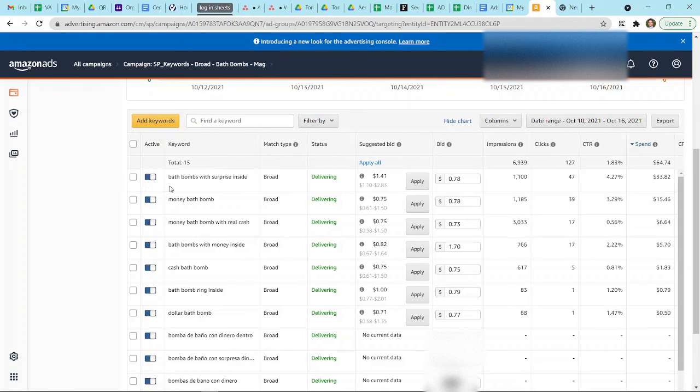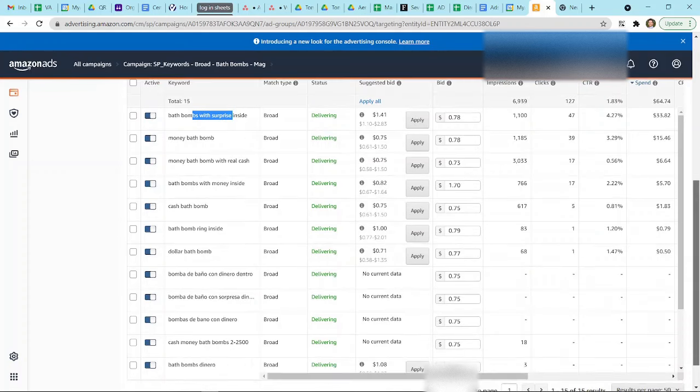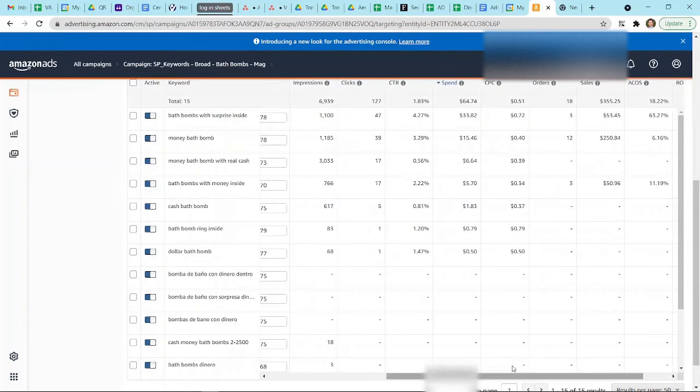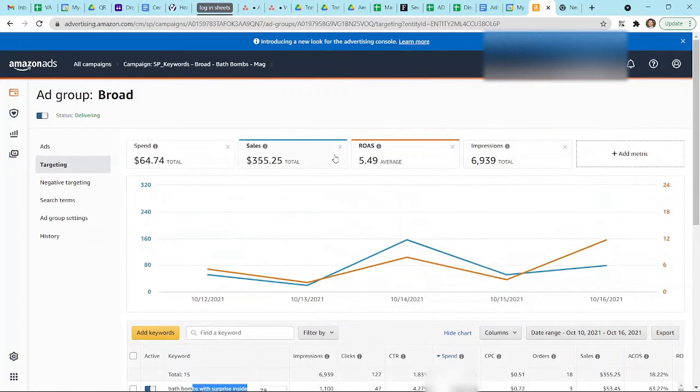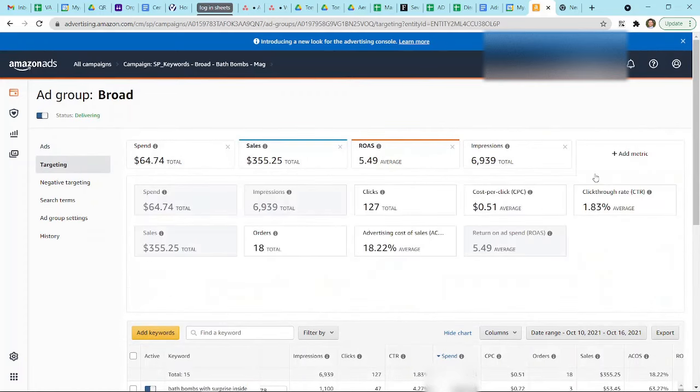So while this looks fairly healthy, the one thing I'll say is this starts to, like, broad. This is a bit of a long keyword for a broad. This looks to me more like an exact, but let's just see what it's doing. I don't know that I would negative this yet. I don't think we have enough data. And overall, let's see. Overall, this campaign is still really efficient.